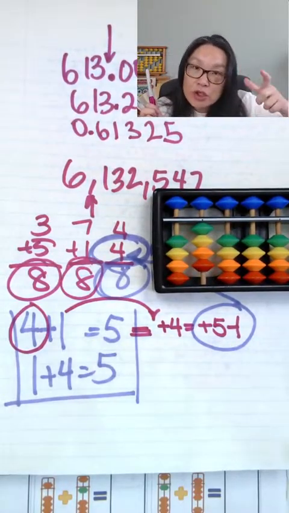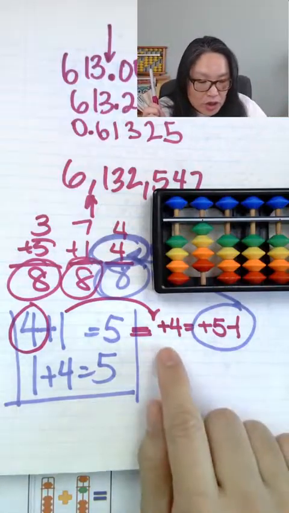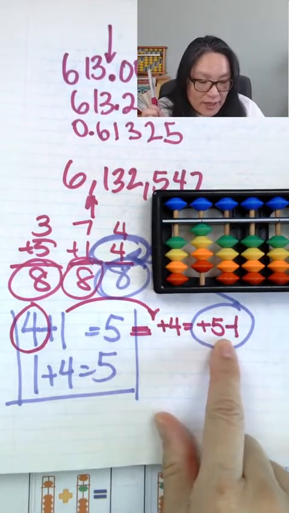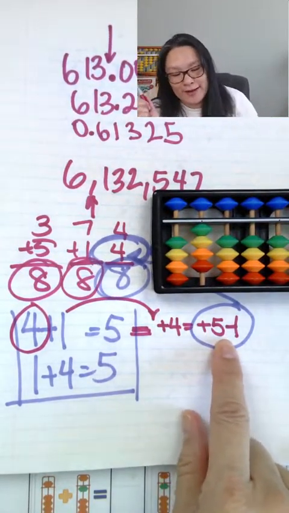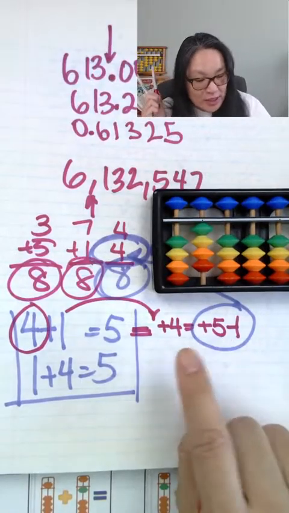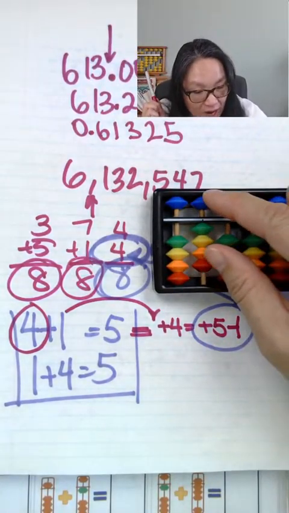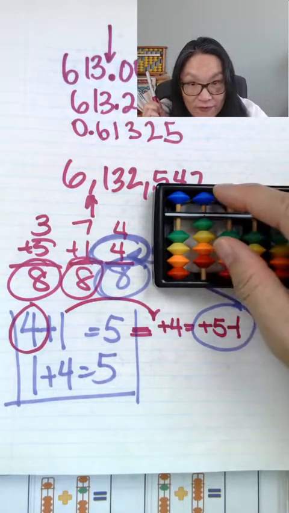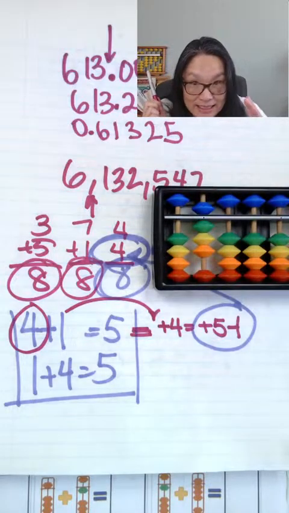And if the kids are young, have them say it out loud. So we say plus 4 is equal to plus 5 minus 1. I've been saying it for a long time, so I'm getting all the kids to do it. When we do it, we add the 5 and take away the 1, plus the 5 minus the 1. And that is our answer.